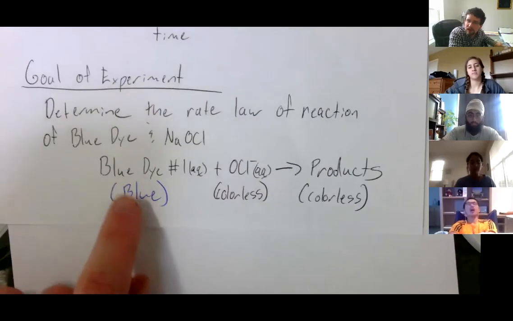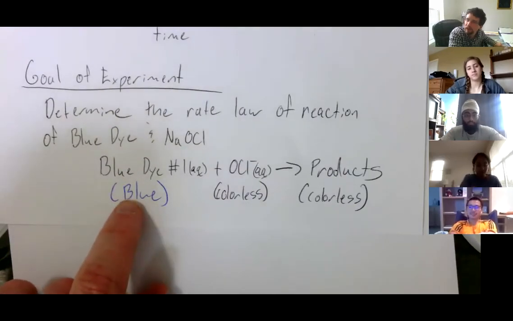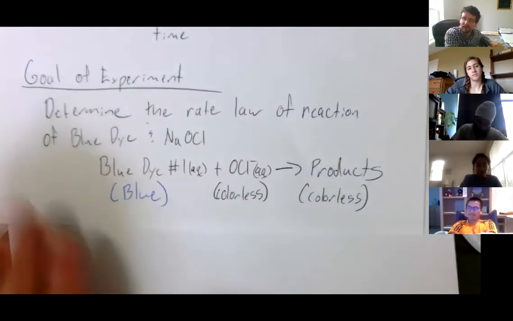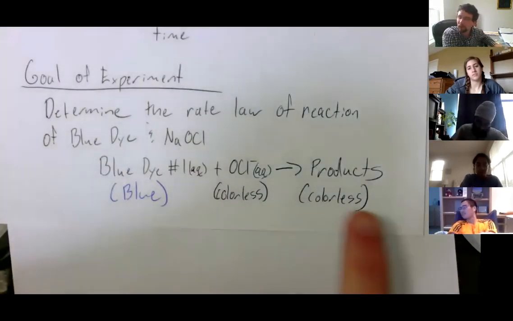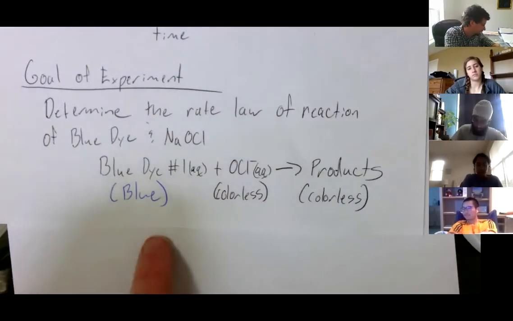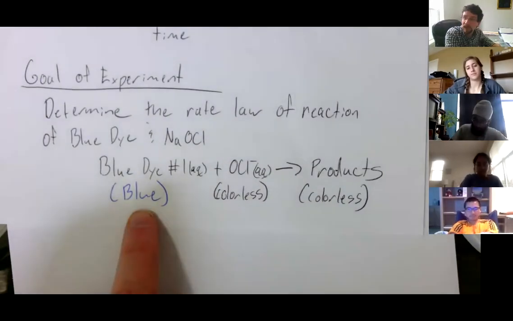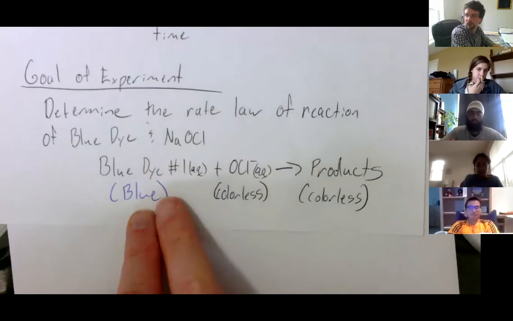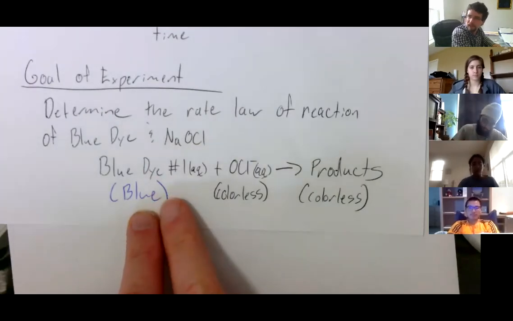So if we keep track of how much light is being absorbed by these systems, what's the only thing that's absorbing visible light out of these? The blue dye. Yep, the blue dye. So if we look at how much that absorbs over time, we're actually keeping track of its concentration. And we'll come back to that in a minute.